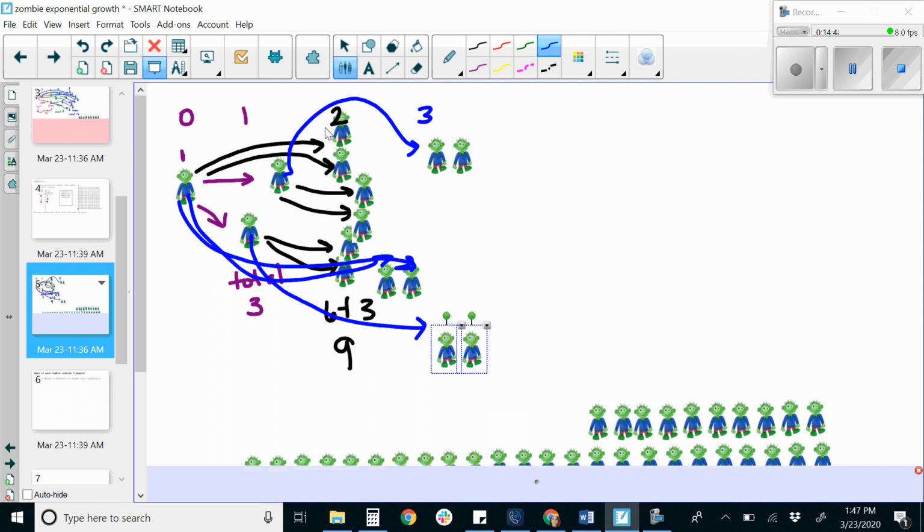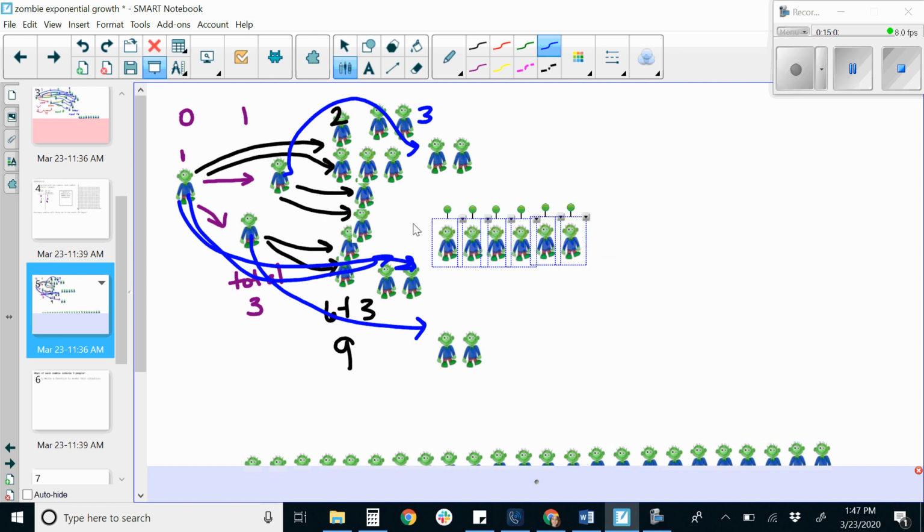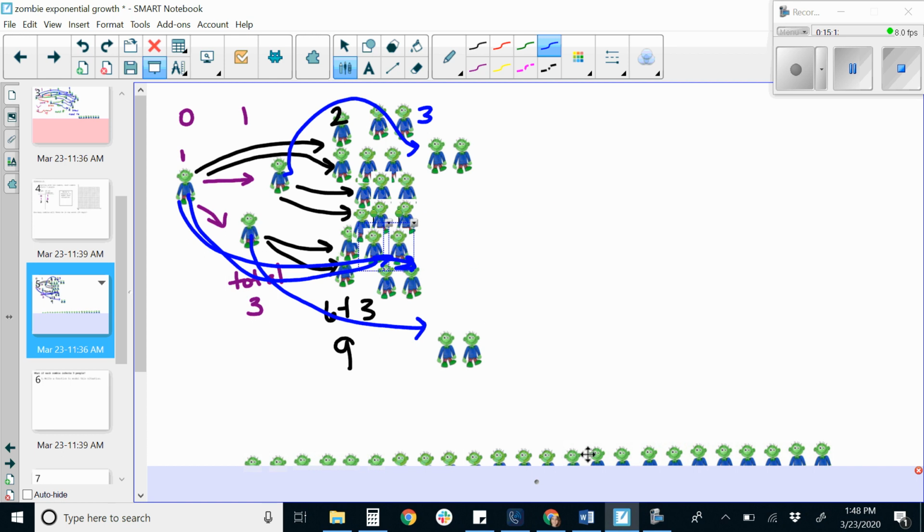And each of these guys is going to get 2. So 2 for him, 2 for him, 2 for him, 2 for him. Oh boy. 2 for him. And we need 2 more. 2 for him. I hope I didn't miss any. This one, I'm going to draw a line for this guy.